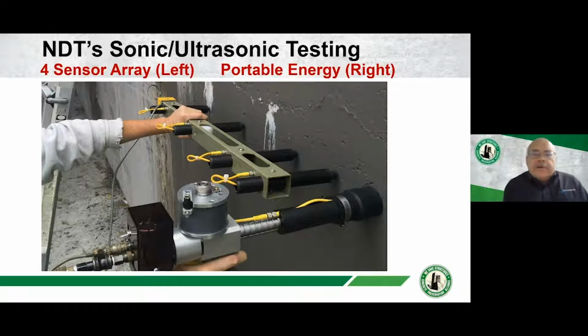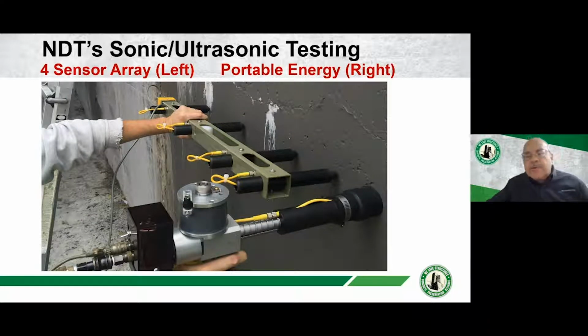Here's a picture of our sonic ultrasonic testing equipment. On the left is a 4-sensor array. Each one of those black extensions has a sensor and a little spring that are in contact with the concrete wall. This is an abutment wall. On the right is the energy source. It's an air gun, fires a small specially designed steel bearing. It's hooked up to a tank of compressed nitrogen.